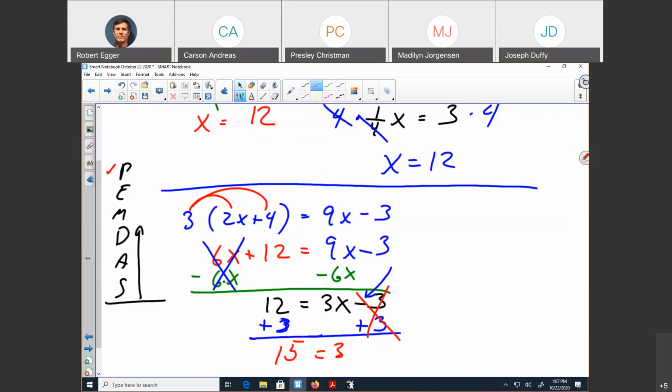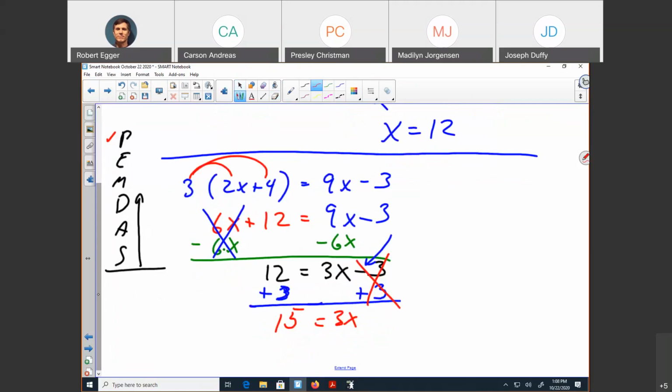15 equals 3x. On both the left and the right, there are no more addition or subtraction signs. No addition or subtraction means now I'm looking at multiplication or division. I have 3 times x. I want x, so I need to make that 3 a 1. This is multiplication, so I'll divide by 3. Same thing over here. So it looks like x equals 5.